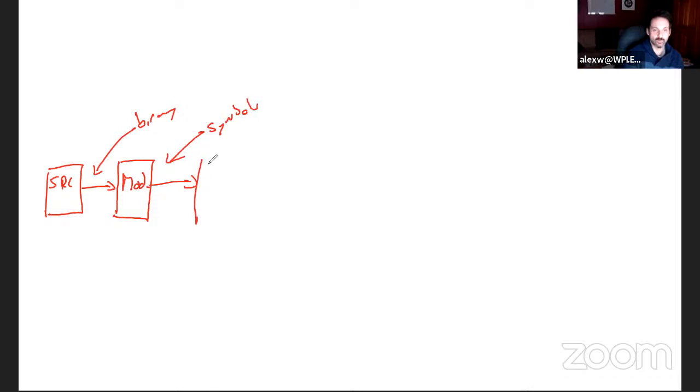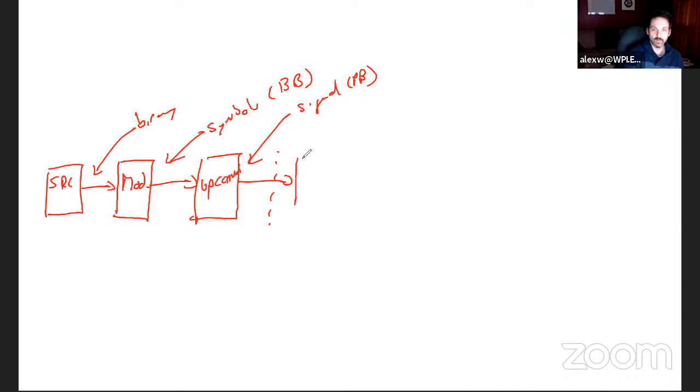And then what happens is we do the up conversion. So now what we got is binary, symbols, up conversion. So this is the baseband. Now we have the signal, and that's at passband. And then it goes through the radio frequency front end. So what exactly happens there?